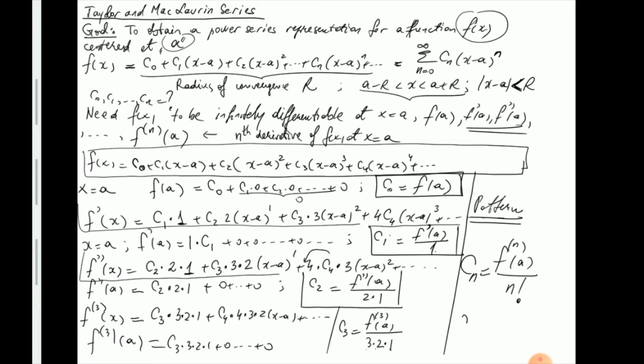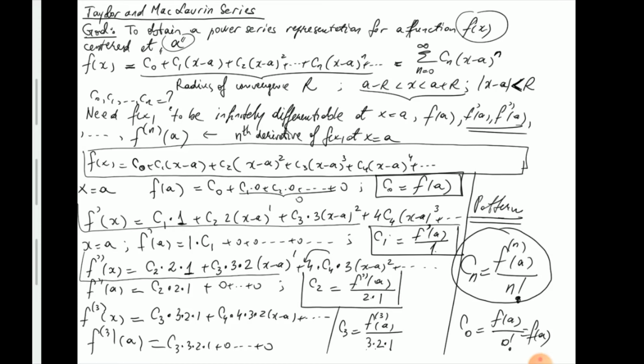Now notice this includes c naught, because when n is 0, that's like not having any derivative, so just f of a by itself, over 0 factorial. You might remember that by definition 0 factorial is 1. One of the reasons why we use that convention is so we can have a single formula for the coefficient, for terms like this.